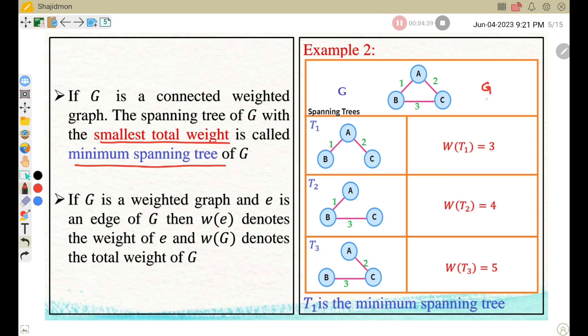We studied how many edges we need to remove to get a spanning tree, correct? It is m minus n plus 1. m is the number of edges; here we have 3 edges. n is the number of vertices; we have 3 vertices. Plus 1, so it equals 1.